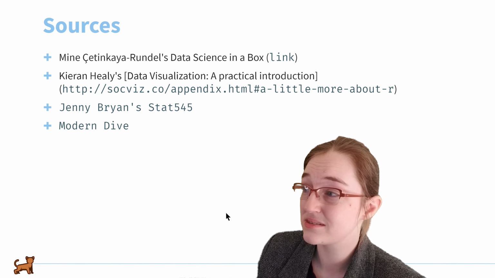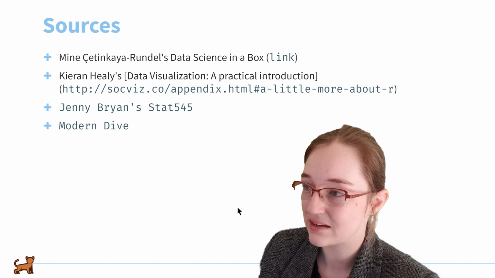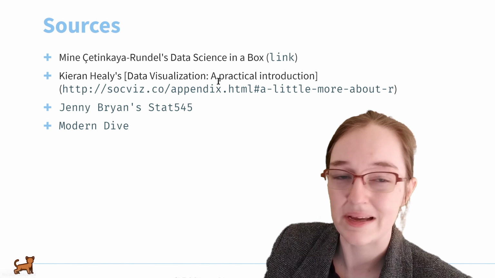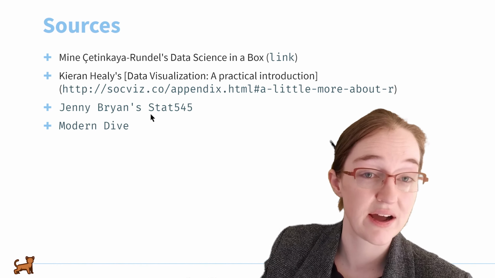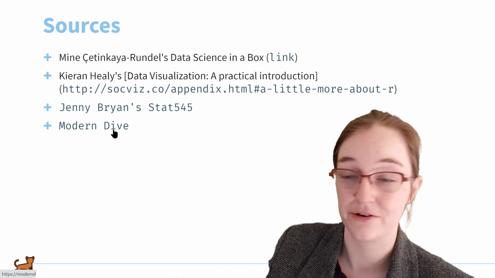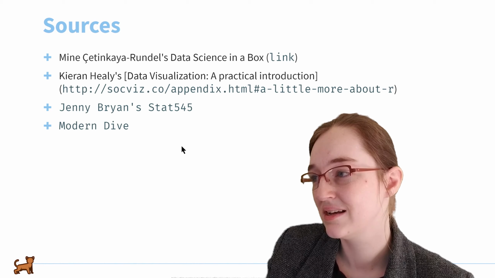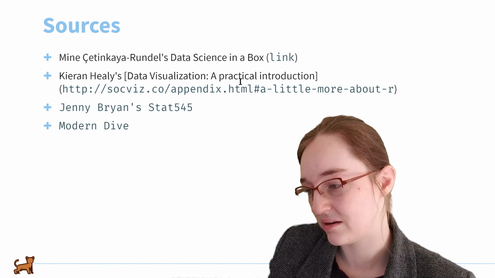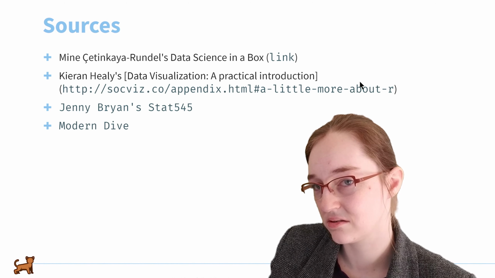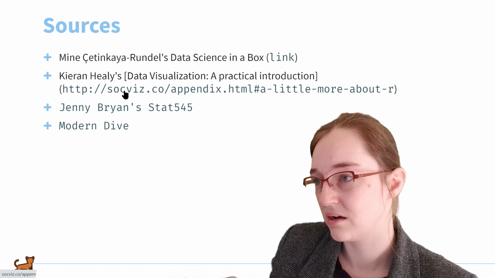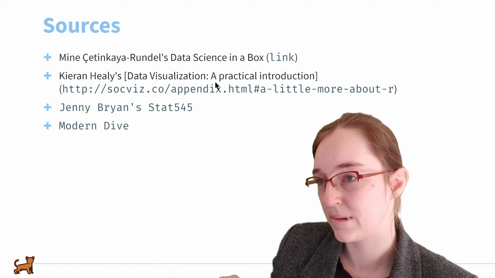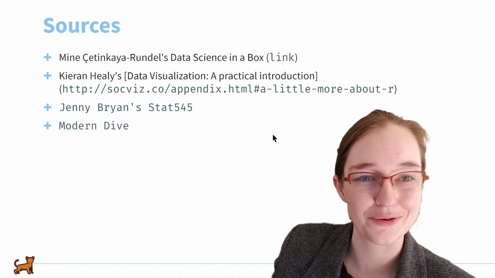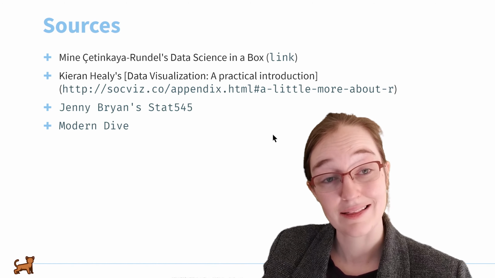So, some sources. We've got Mine's Data Science in a Box, Jenny Bryan's Stat 545, Modern Dive, and the cars. Kieran Healy's data visualization has some really cool info. As you can see here, my R code, I broke it. I'll figure that out, and when you look at the slides later, this will be fixed.